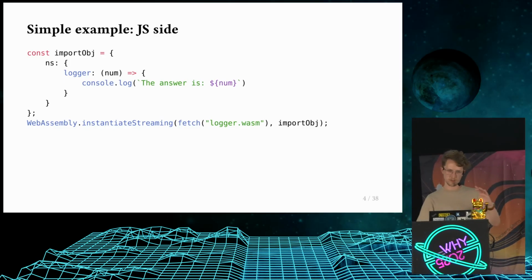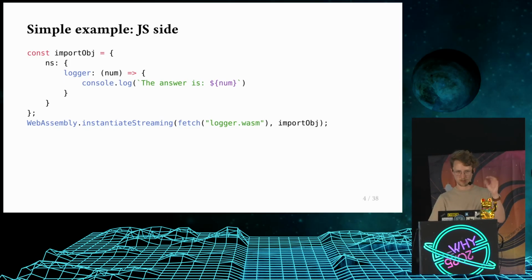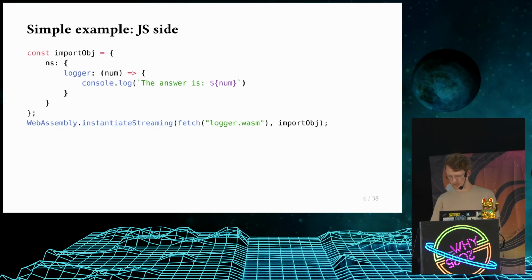On the top level, it's just an object, but every property is a namespace. And then within each namespace, you can have one or more imports. So it's always these two levels. In this case, ns-logger is just a function that logs its parameter to the console.